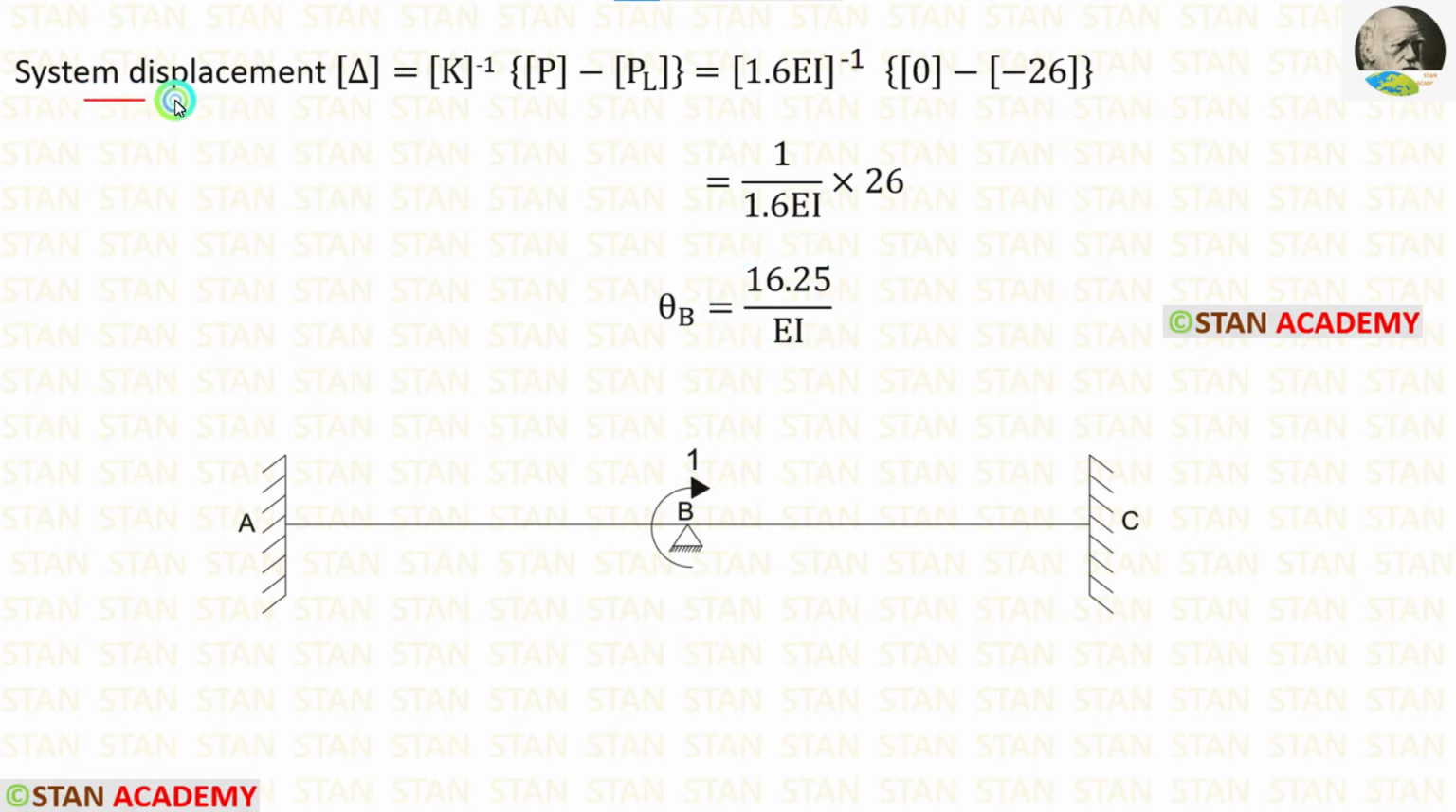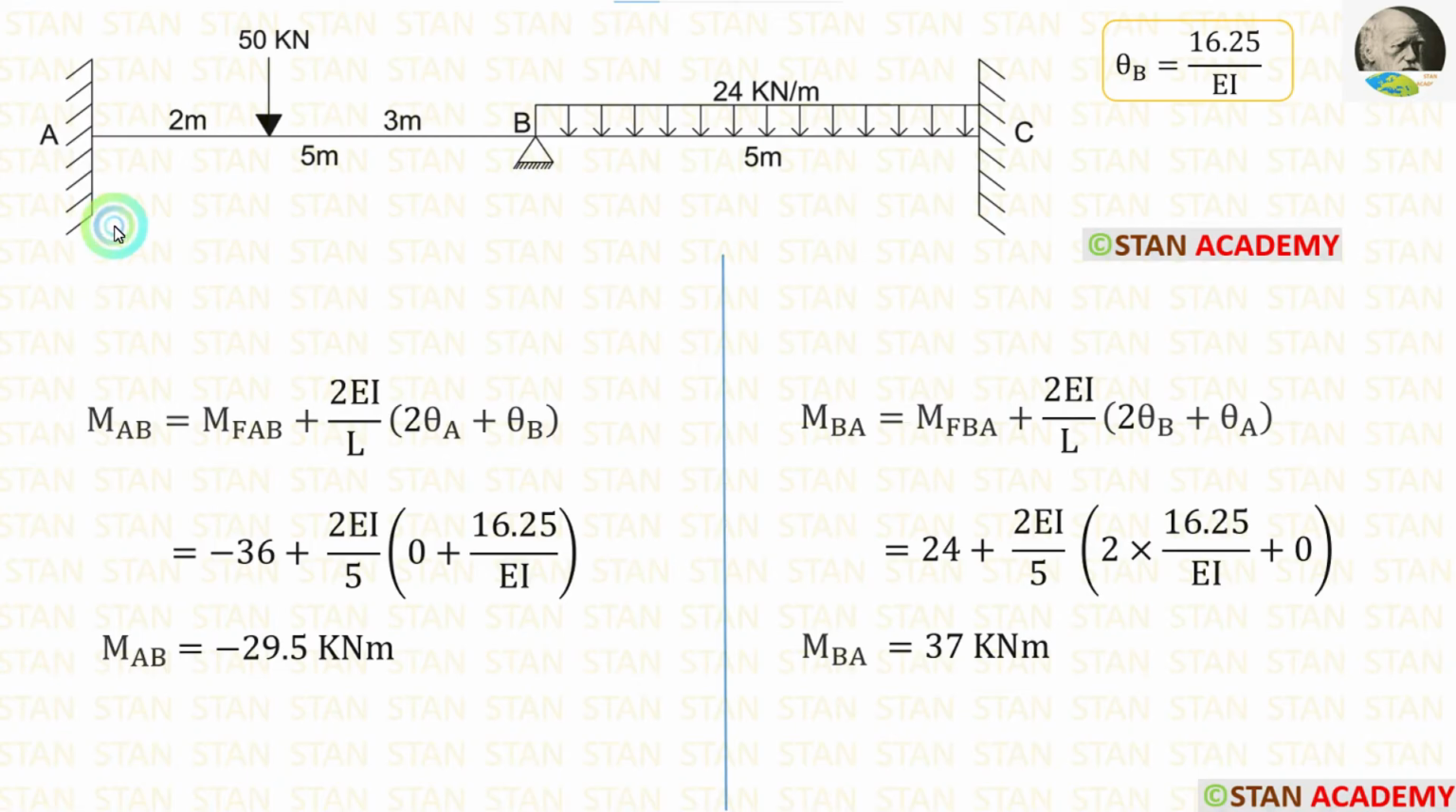We know that in this problem, the system displacement is the slope, which we got finally. The slope value will be according to the coordinate. In this analysis, the coordinate is in the point B, so we are getting theta B. In this analysis, we have calculated the unknown theta B. Now let us make the slope deflection equations and find the final moments.